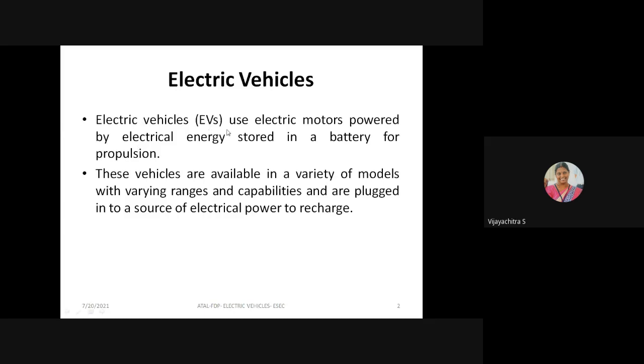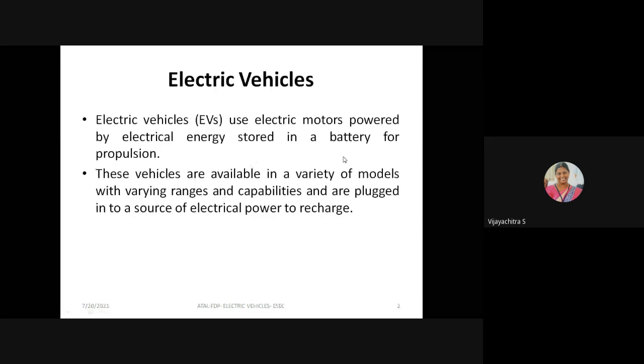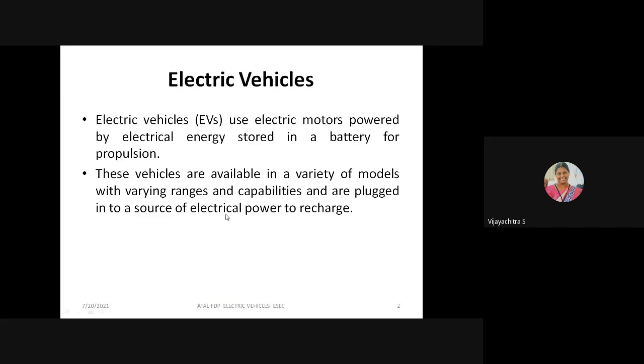I hope the program started yesterday, so you all know the fundamentals of electric vehicles. Electric vehicles, I will simply call them EV in further slides, use electric motors which are powered by electrical energy. That electrical energy is stored in a battery for propulsion. So the electric vehicle is powered from energy stored in the battery.